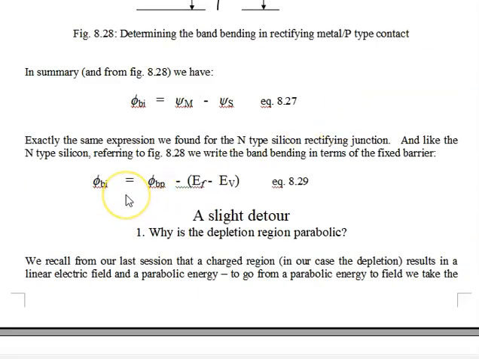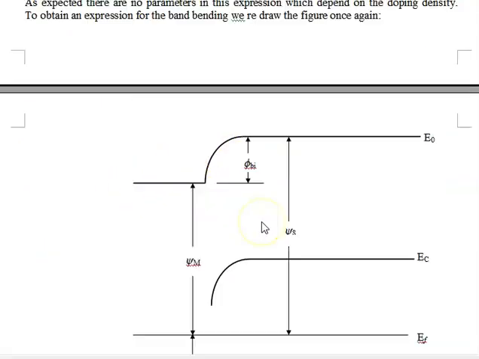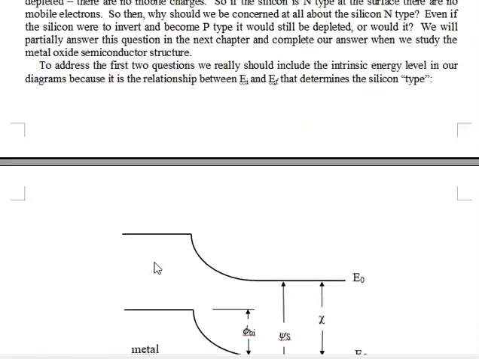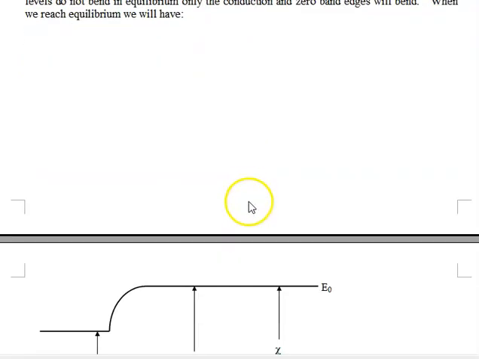Okay, so let's take a slight detour and ask two, hopefully not totally idiotic questions. Why is the depletion region parabolic? Well, I was going to say if you were following attention, but let's just go through it and make sure that we understand this. The depletion region is parabolic. You see, it's always parabolic. It's parabolic for P, and it is parabolic for N. And it bends up parabolic. P, it bends down parabolic.